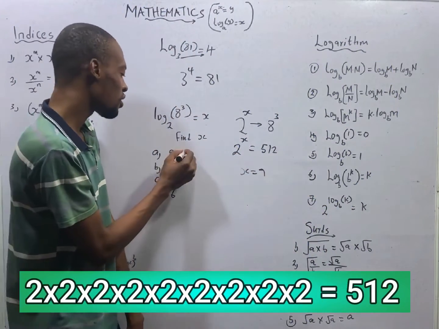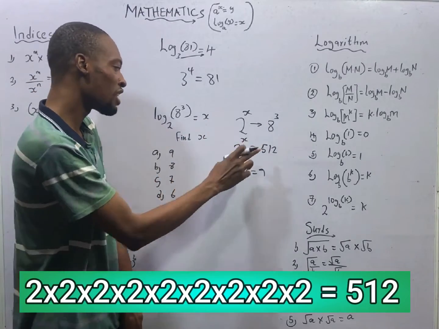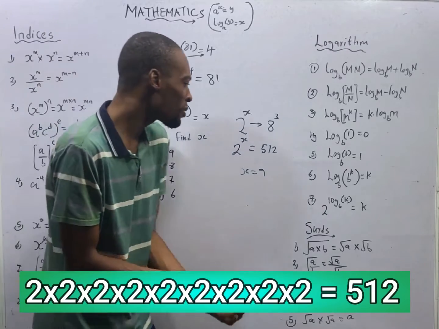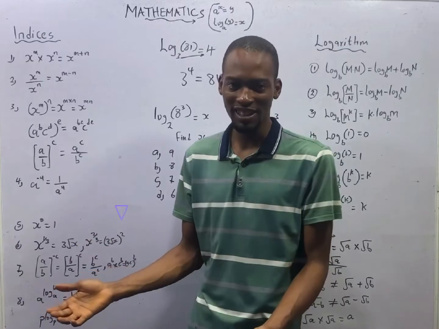If this did not give us, we cancel it. The next option you say, will 2 raised to the power of 8 give us 512? If yes, you pick it. You see? So you'll be able to solve indices and logarithm questions without even solving actually.